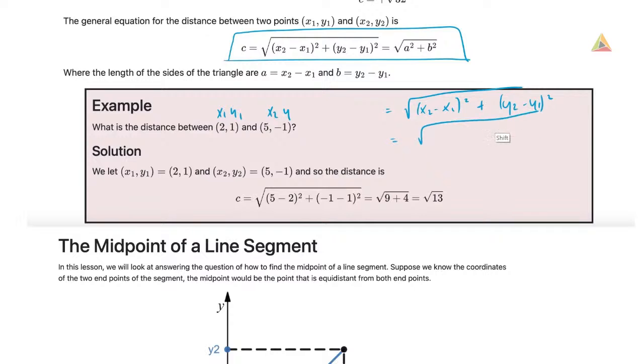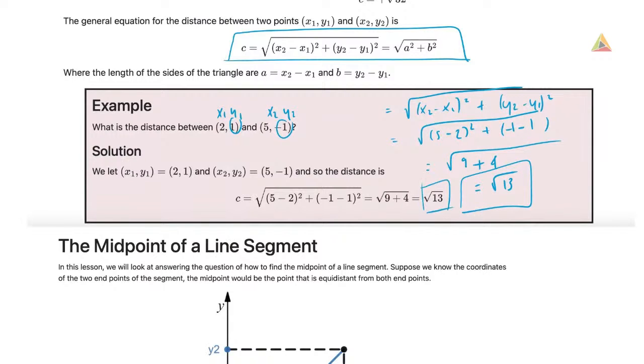x2 in this case is 5, so I've just labelled it, minus x1 which is 2, squared, plus y2 in this case is minus 1, take away 1. So 5 minus 2 is 3, 3 squared is 9, minus 1 minus 1 is minus 2, and minus 2 squared is 4. Always remember, when you square a negative number, it becomes positive. Then you get the square root of 13. If that doesn't give you an even number, you just leave it in root form, in surd form. So that's your answer there, which corresponds to this answer here.